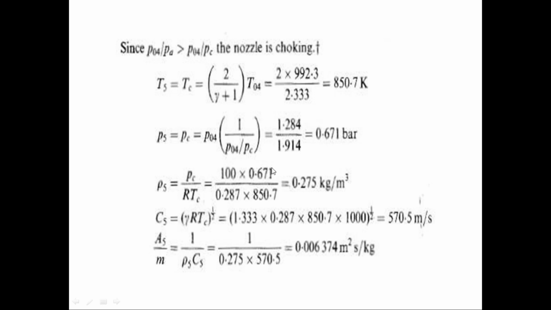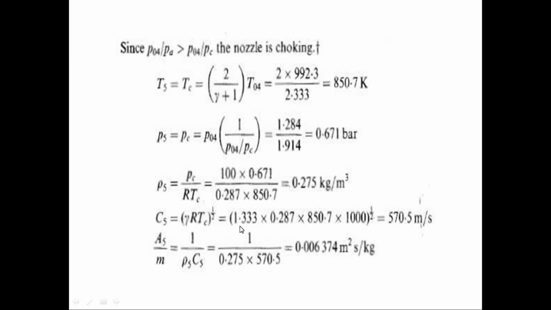So we have converted the bar into kilopascal, which is multiplied by 100, and Tc is 850.7 Kelvin. So rho 5 is 0.275 kilogram per meter cube. And the speed of sound at state 5 is equal to under root gamma R Tc. Since the nozzle is to be choked, the speed of the jet coming out from the nozzle is at the speed of sound, which is equal to under root gamma R Tc.